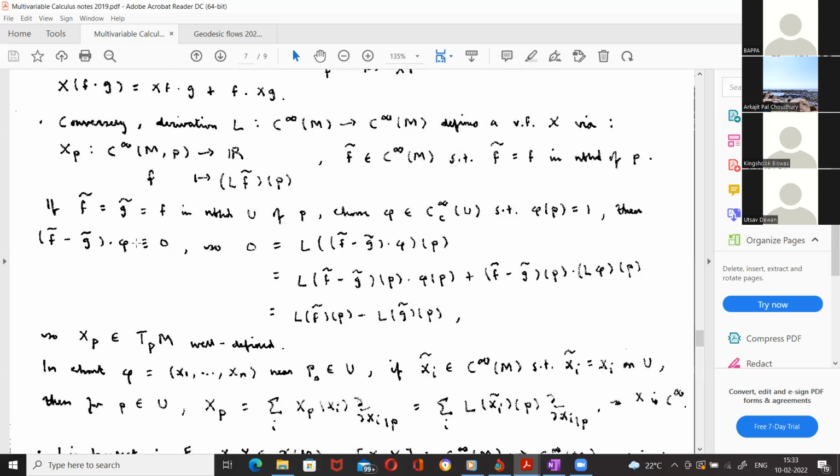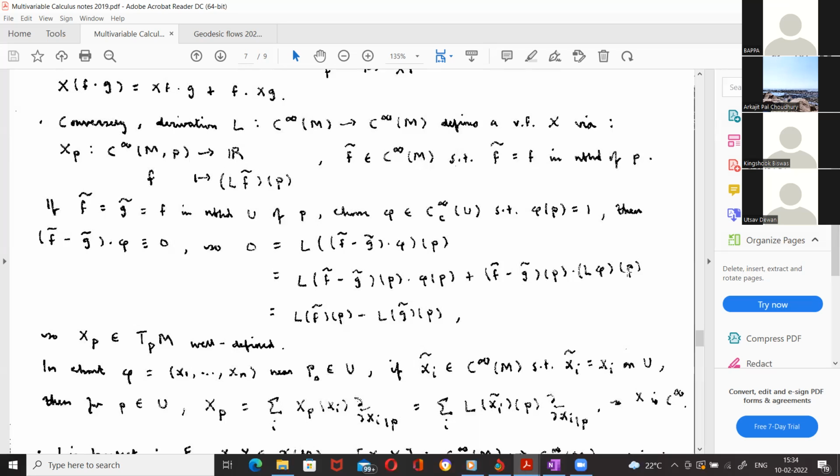Now L, my derivation from C infinity M to C infinity M, is a linear map, so it sends the 0 function to the 0 function. So therefore 0 will be equal to L of (F tilde minus G tilde) times phi, evaluated at P. Now I use the Leibniz rule. I know that L is a derivation. So this will be L of (F tilde minus G tilde) at P times phi of P, plus (F tilde minus G tilde) at P times L phi of P.